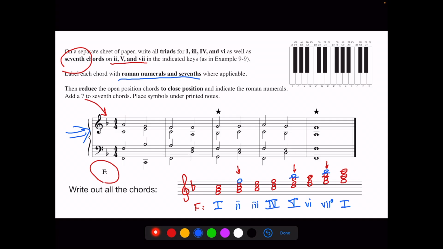Well, this is not complete yet because we are still missing the 7th chords, right? So for 2, that has to be a 2, 7. 5, that has to be a 5, 7. And then 7, half diminished 7. This is really important that you remember that this is a half diminished 7.